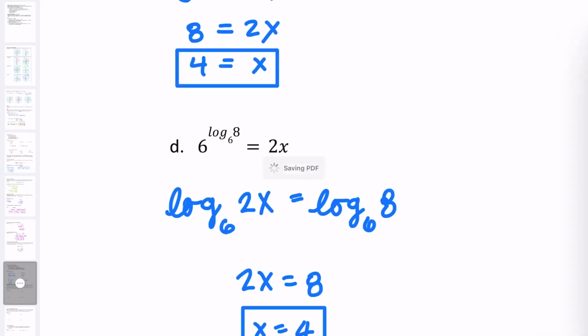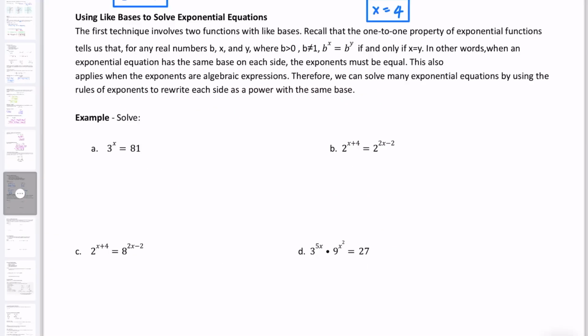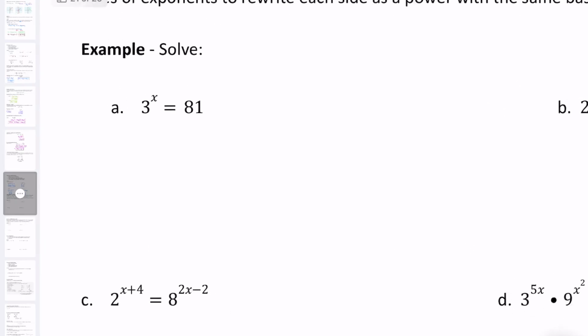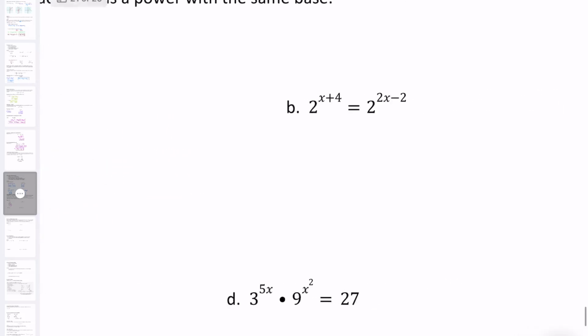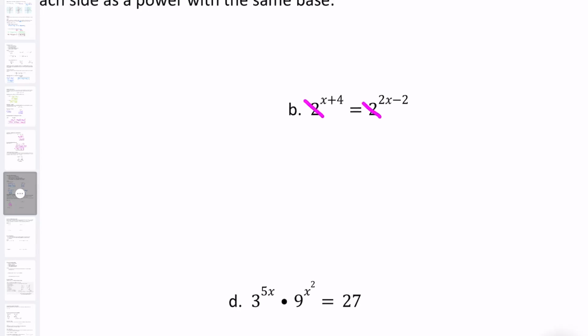All right, let's take a look at what we're going to be covering today. Now we can solve using like bases with an exponential equation. So that really means in A, we want to rewrite 81 using a base of 3. In this case, 3 to the power of 4 is equal to 81. That immediately tells us x is equal to 4. And the second one, we already have a matching base. So we can go ahead and ignore them and solve the exponents without any regard for the base.